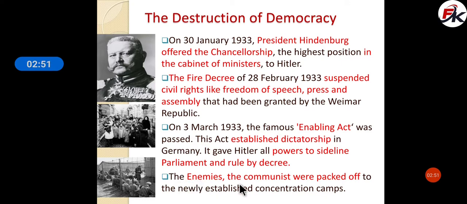The enemies, the communists, were packed off to the newly established concentration camps. The Jews were turned into enemies, and the colored people, and those who criticized and opposed Nazism, were packed up and sent away from Germany, to Poland especially, where concentration camps, separate ghettos, separate places were built to keep them away from German society.